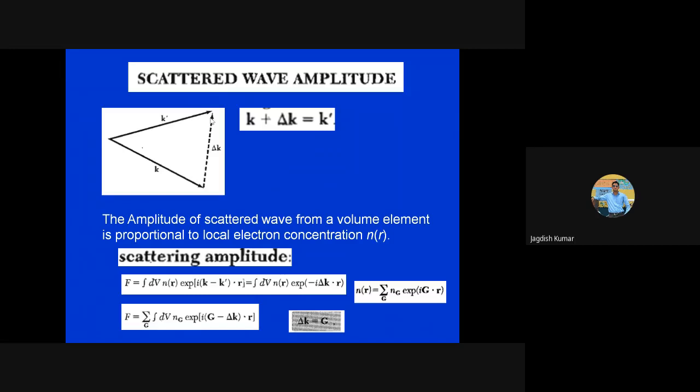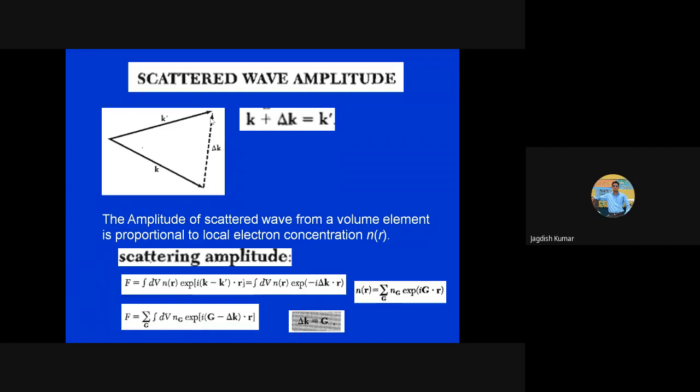And this is where something important also comes into picture. One thing is called elastic scattering, and second is called inelastic scattering. In elastic scattering, what happens? The magnitude of the momentum, K prime, is equal to K. The magnitude doesn't change. There is no loss of energy, right?